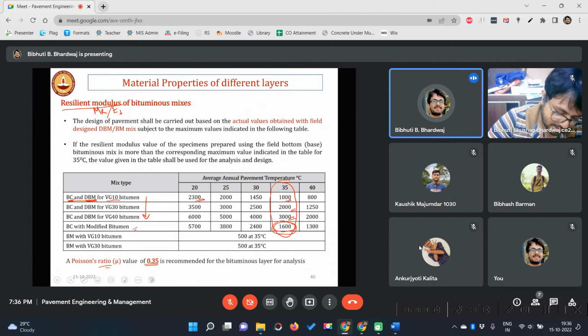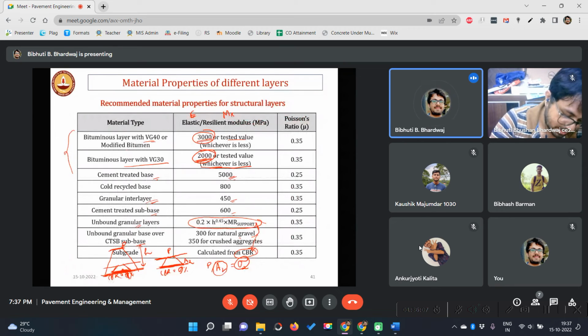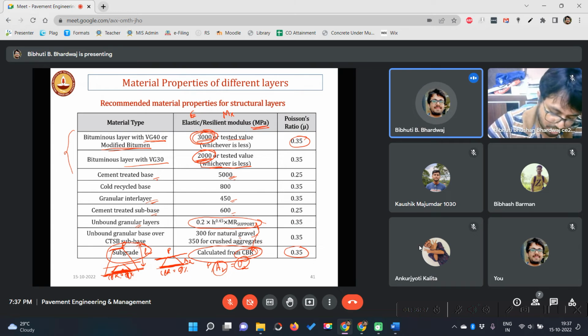If we know that, then we can find out. For simplicity, we can say that BC and DBM with VG40 is around 3000 MPa. Also, it's given here. You can see bituminous layer with VG40 or modified bitumen, both are the same, which is 3000 MPa. So the modulus of elasticity of that bitumen layer is found, and Poisson's ratio is 0.35. Similarly, for subgrade, it's calculated from CBR and Poisson's ratio is 0.35. For the granular layer, this is calculated using this formula and Poisson's ratio is 0.35.